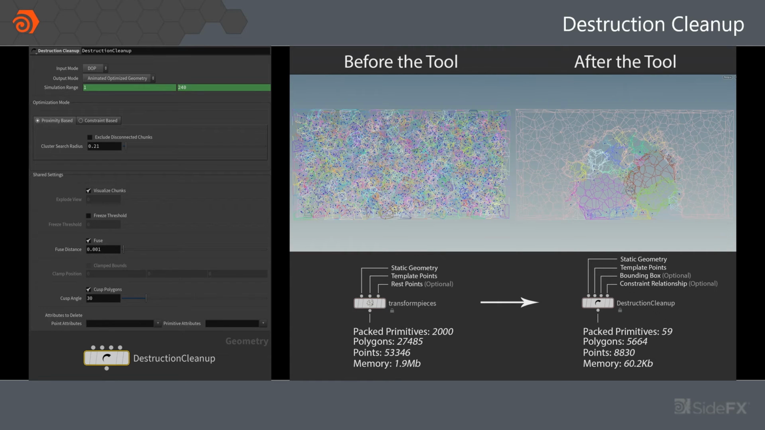So we went down from 27,000 to only 5,000. Same goes in terms of memory. We reduced it from 1.9 megabyte down to 60.2 kilobyte. So using this tool is really easy and allows you to optimize your simulations really fast. And it also allows you to keep iterating on your simulation without having to lock something down after cleaning it up.